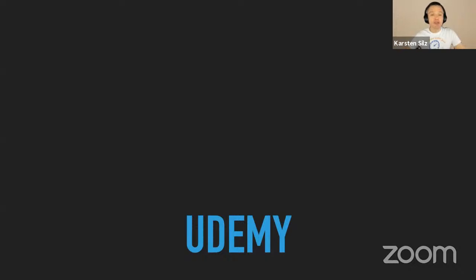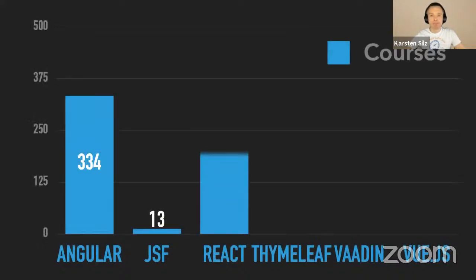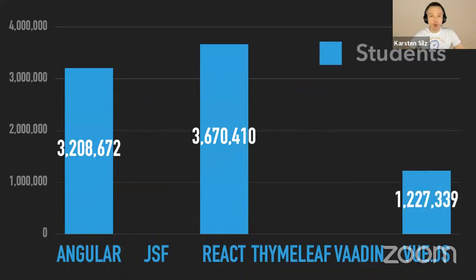Next one is Udemy. They sell online courses. So I looked at the courses and the students that are attending. Again, is that a good or a bad thing? And I decided it's a good thing. So here we see React leading. Angular has about 2/3 of what React has, and Vue has about 1/3 of the courses of React, I'm sorry, and the rest just barely registers. Now, when we look at the students, the number of people actually participating, then Angular is a lot closer to React. Vue is still at pretty much 1/3 of what React is.